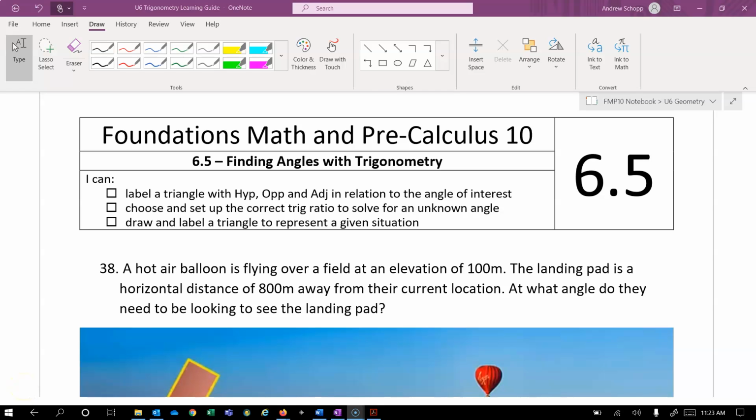Okay, section 6.5, finding angles with trigonometry. I hope that by the end of this lesson, you're able to label a triangle with hypotenuse, opposite, and adjacent in relation to the angle of interest, and choose and set up the correct trig ratio to solve for an unknown angle. And I hope that you can draw and label a triangle to represent a given situation. Question number 38.